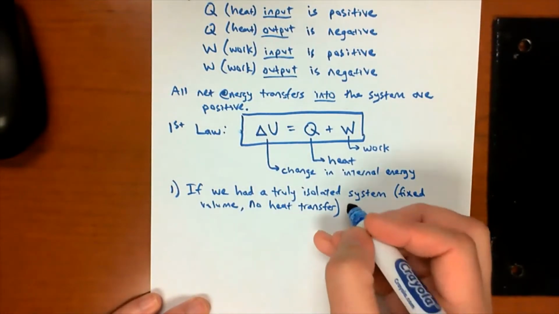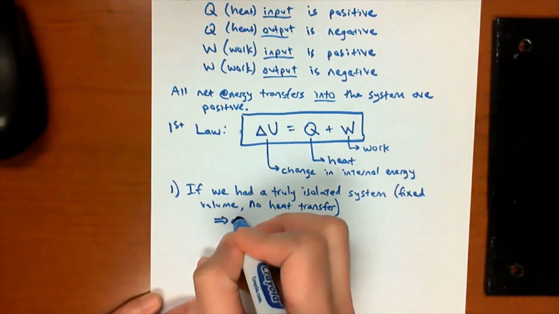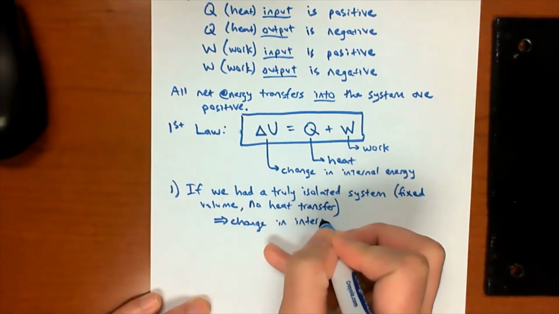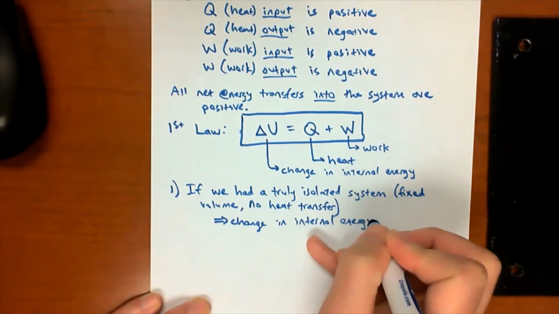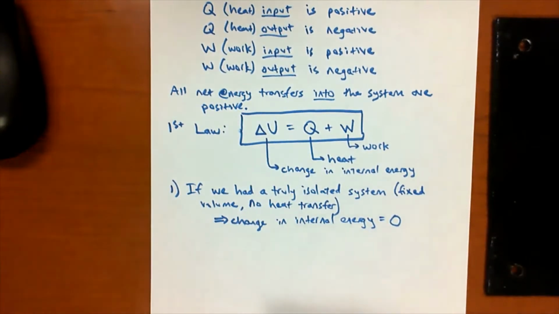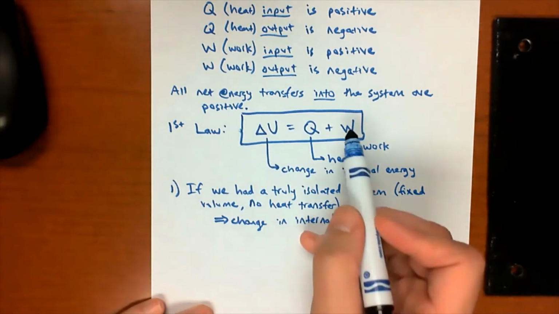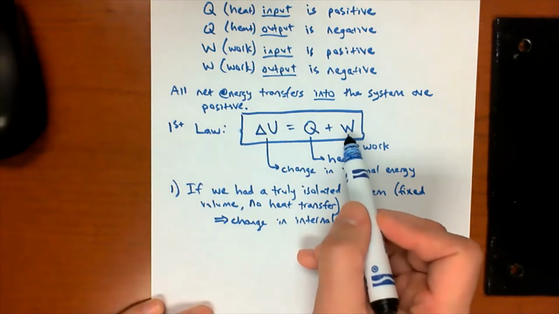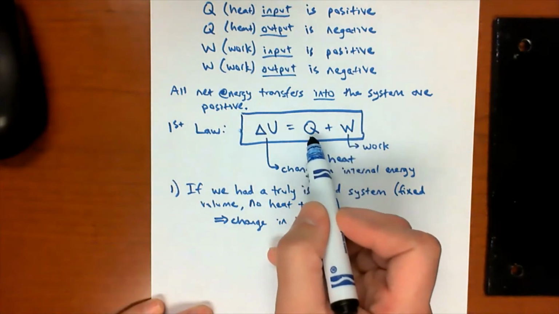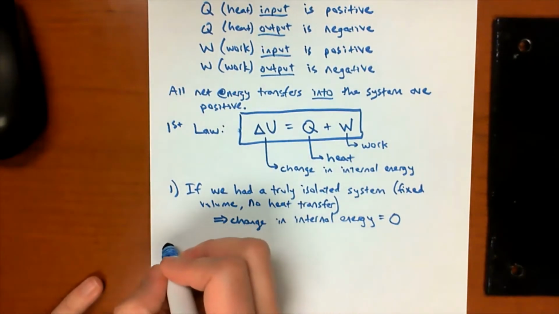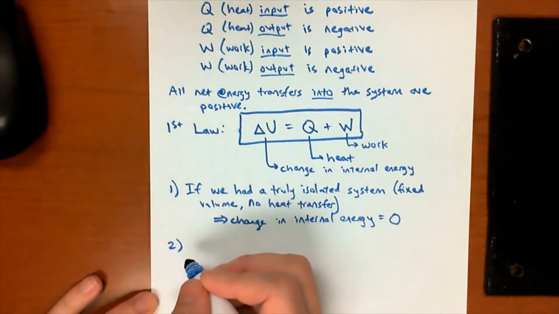But if we did, then that would mean the change in internal energy, delta U, equals 0. All right, so that's what it would mean. If we had an isolated system, we have no work being done by or on the system, and we also had no heat transfer into or out of the system, then the change in internal energy would be 0, right? So that's, I think, clear enough. The next thing is probably the most important thing, though.